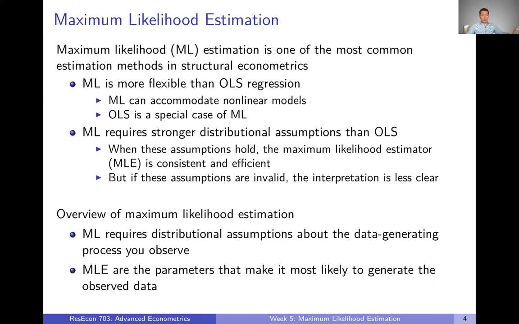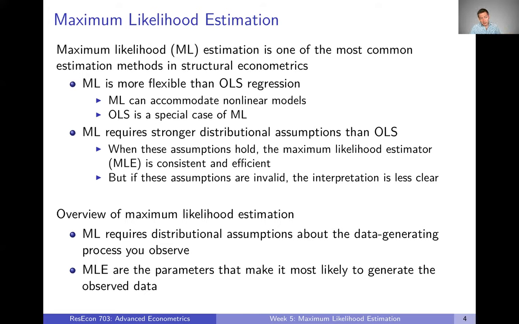So a real high-level overview: maximum likelihood estimation is one of the most common estimation methods in modern structural econometrics. One reason for this is that maximum likelihood is more flexible than other methods like OLS, for example. In particular, maximum likelihood can accommodate nonlinear models. It can also accommodate linear models. In fact, OLS is a special case of maximum likelihood. So maximum likelihood is a broader, more flexible approach to estimation than something like OLS.